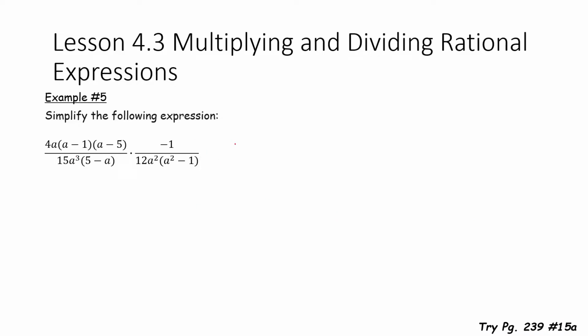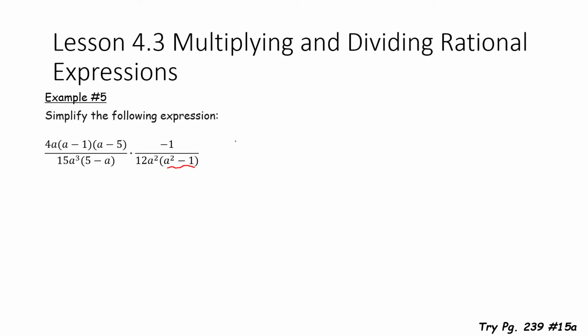Our next example, a little bit bigger. 4a times a minus 1 times a minus 5 times negative 1, all over 15a cubed times 5 minus a times 12a squared times a squared minus 1. This one's going to be interesting. If you remember from your polynomials stuff, a squared minus a perfect square is what we call a difference of squares. So this will take a little bit of recognition of what that form is in order to pull that apart successfully.